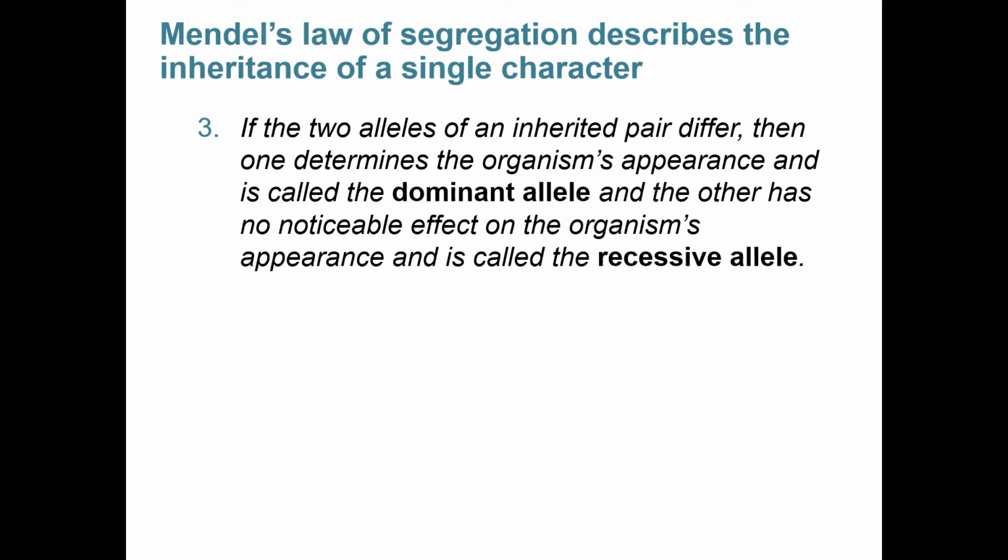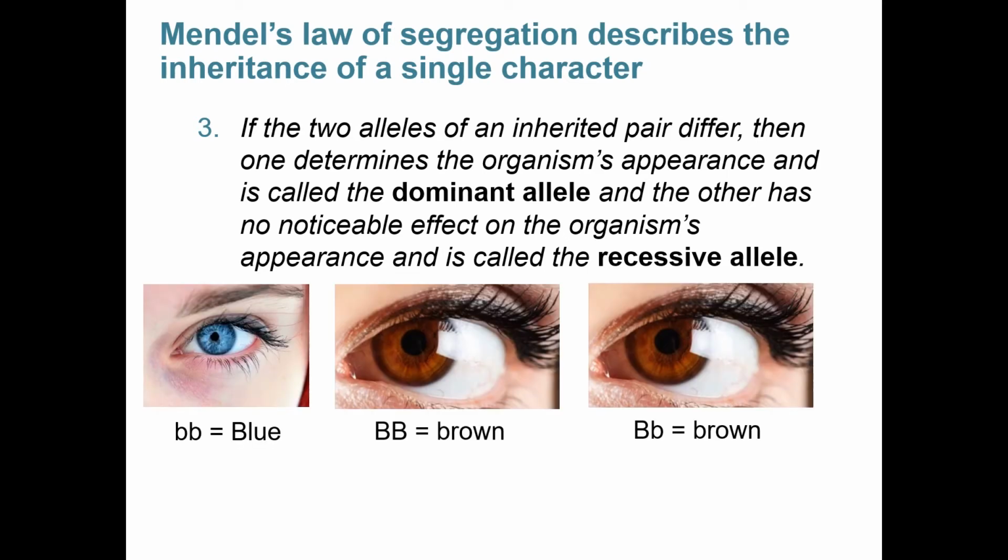To put this into context, if you are homozygous for the blue eye allele, your eyes would be blue. If you are homozygous for the brown allele, your eyes would be brown. When you're heterozygous, which means you have 1 brown allele and 1 blue allele, your eyes are brown. We would then say that brown is dominant to blue. Blue is recessive.